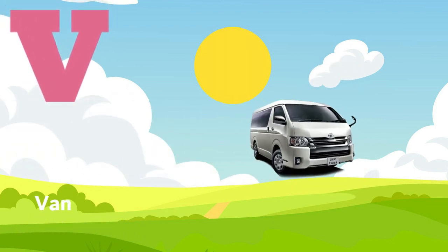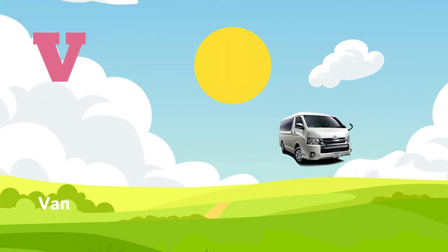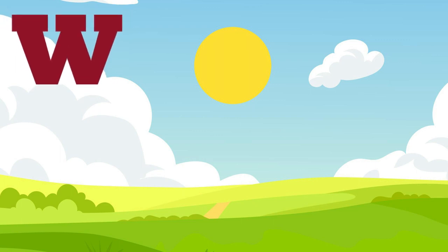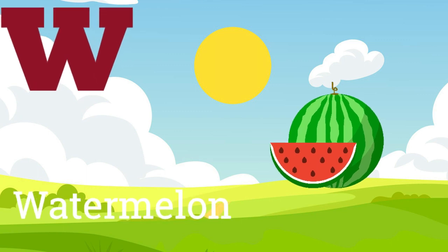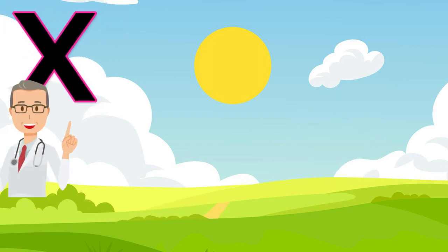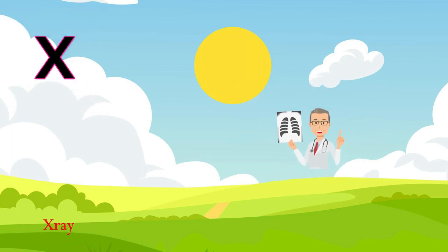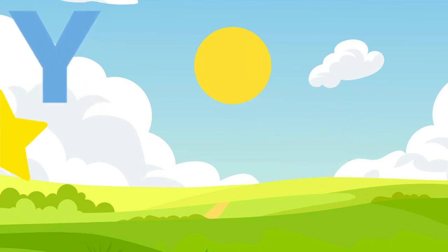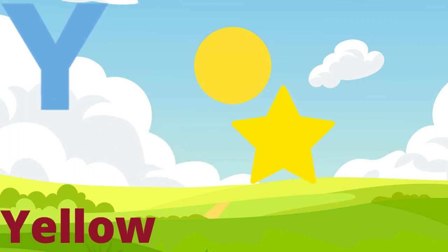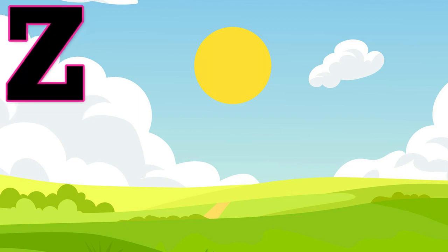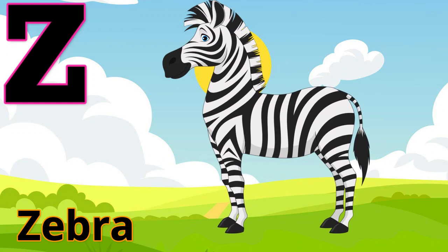V for van. V for van. W for watermelon. W for watermelon. X for x-ray. X for x-ray. Y for yellow. Z for zebra. Z for zebra.